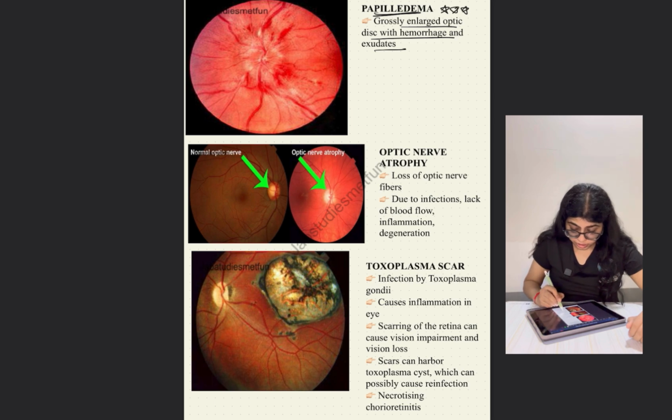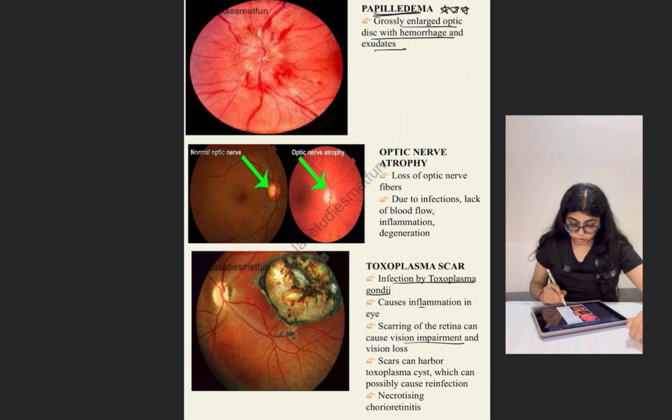Toxoplasma scar. It is due to infection by Toxoplasma gondii. It causes inflammation in the eye. Scarring of the retina can cause vision impairment and vision loss. Scars can harbor Toxoplasma cyst, which can cause reinfection. It is associated with necrotizing chorioretinitis, which is an important point for your exam.